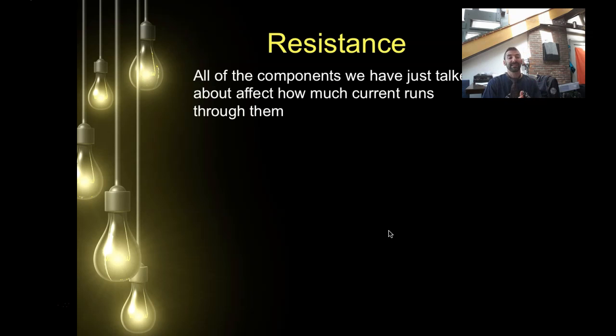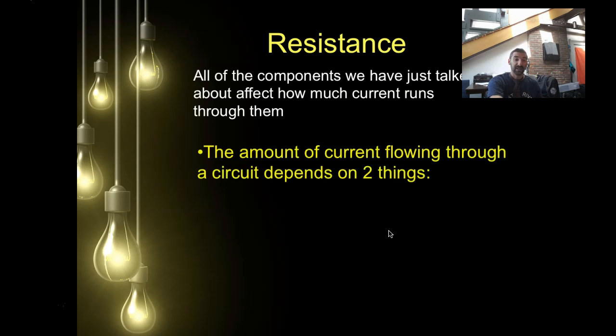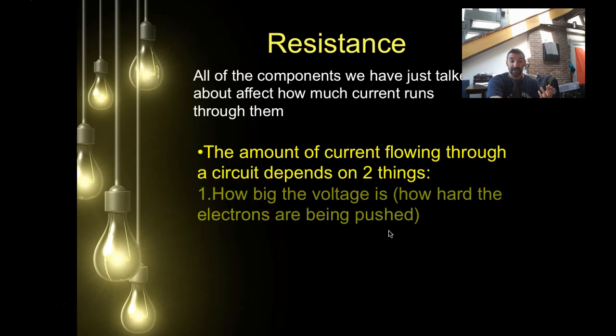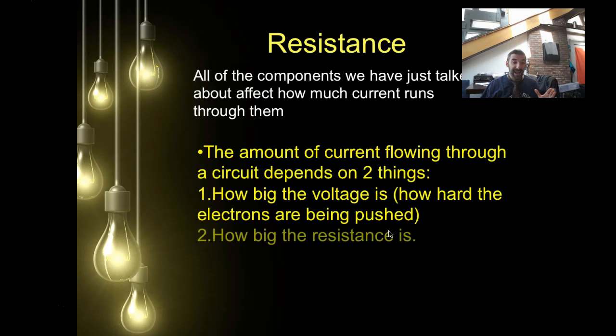Resistance is something that controls how much electricity or current is flowing through a circuit. Resistance resists the electricity flowing in the circuit. Now, the current in a circuit depends really on two things. How big the voltage is, in other words, how much I'm pushing that electricity through the circuit, and how big the resistance is. So that is what controls the current flowing through. A 100-volt battery pushes more electricity than a 10-volt battery.